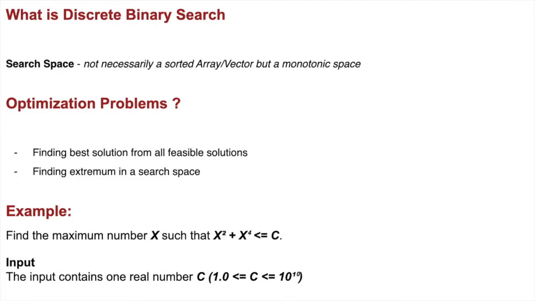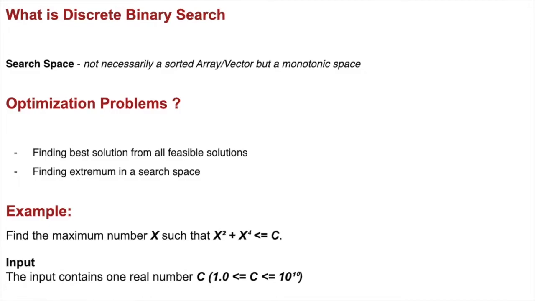So this search space means we know that whatever answer we are searching for lies in this monotonic range. And because this search space is not an array and is not something given to us, but a range in which our answer lies, that's why we call it discrete binary search.